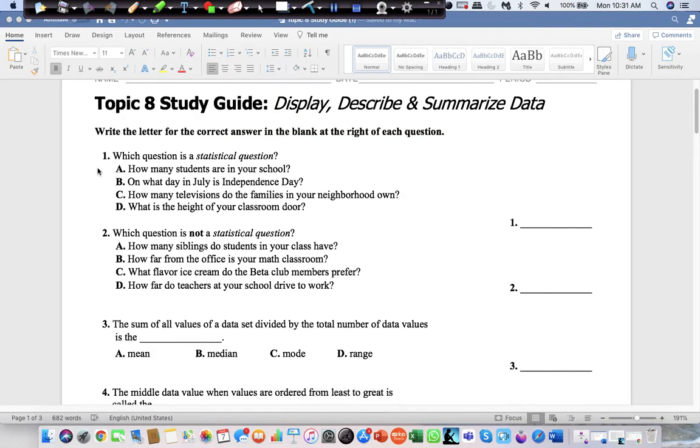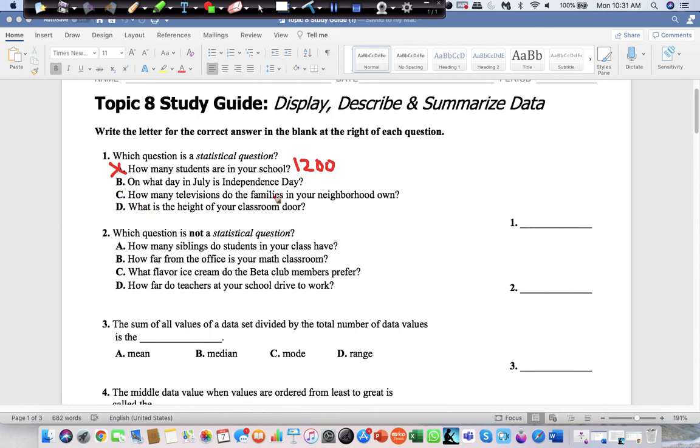Okay, so we want to ask ourselves which one of these questions, when we are asking them to a group of people, has more than one answer. So how many students are in your school? Let's just say our school has 1,200 students. That's one answer, so that is not it.